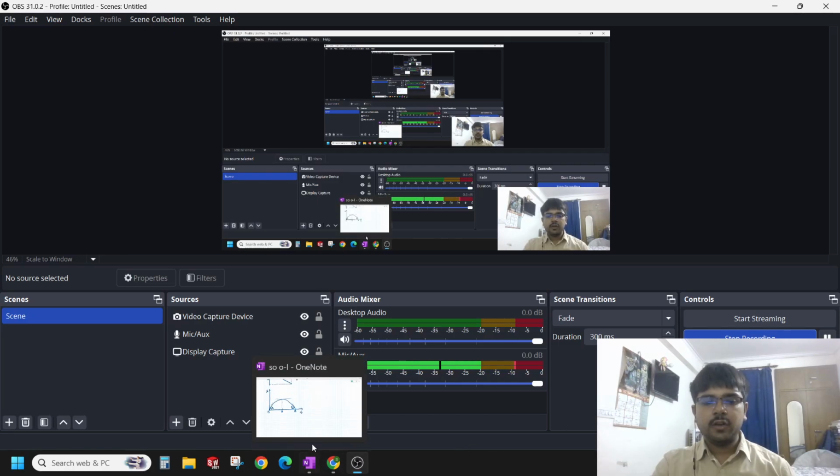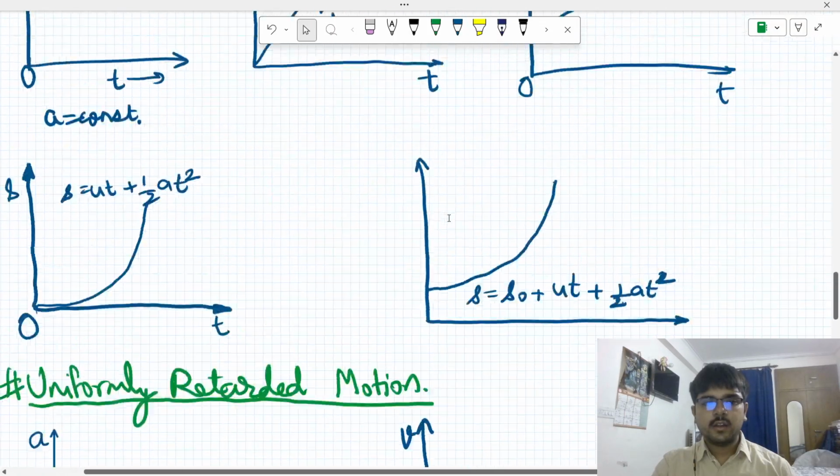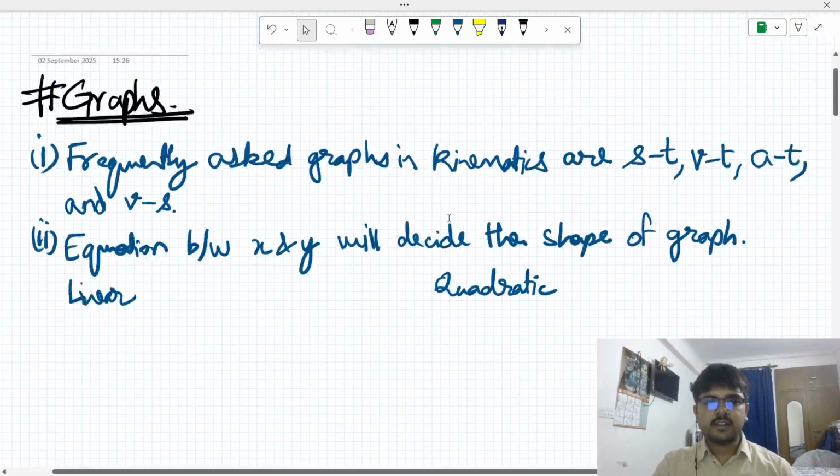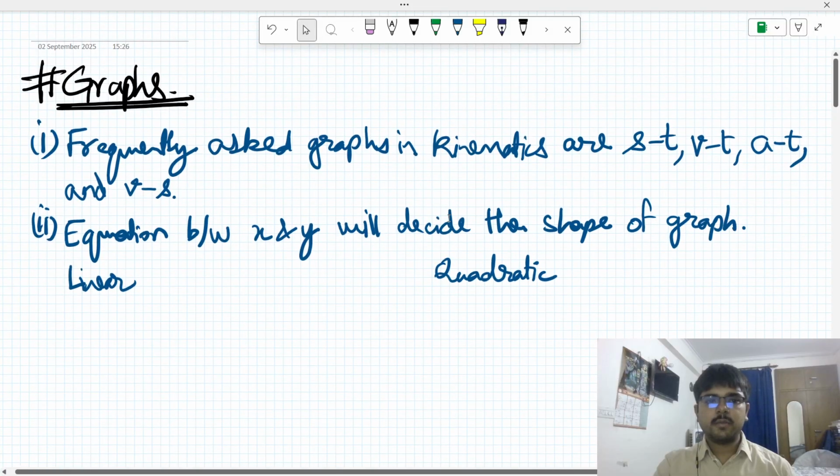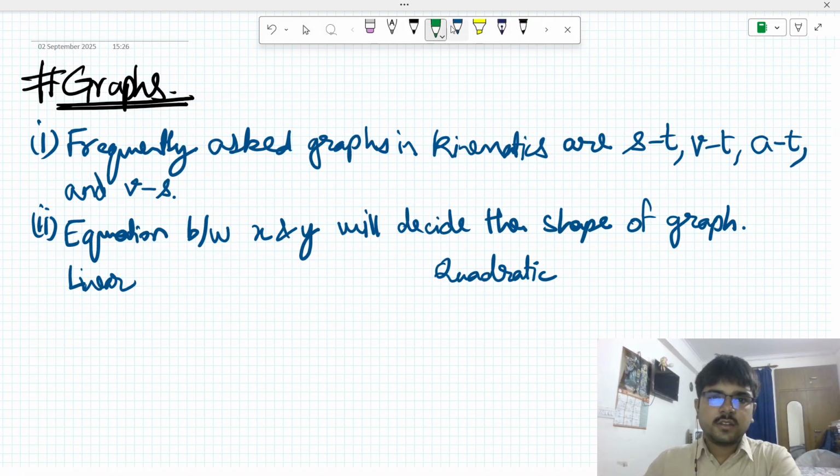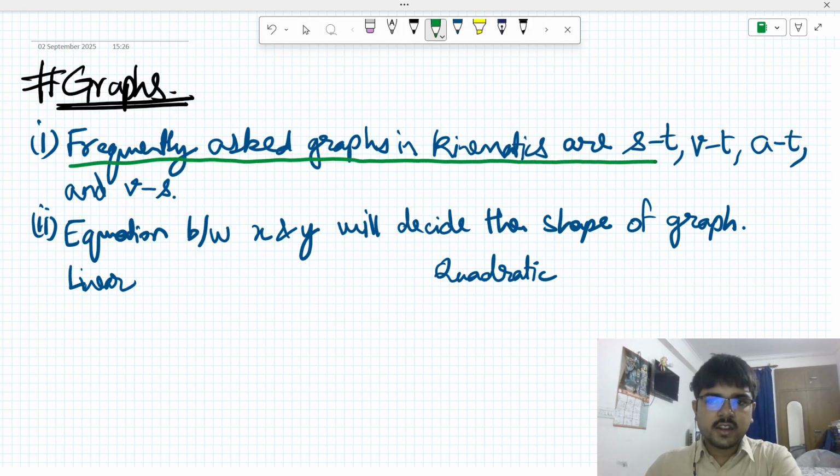In this video, we are going to study graphs in kinematics. First, some general points about graphs we will see. Frequently asked graphs in kinematics are ST, VT, AT, and VS. ST is the displacement-time graph, VT is velocity-time, AT is acceleration-time, and VS is the velocity-displacement graph.